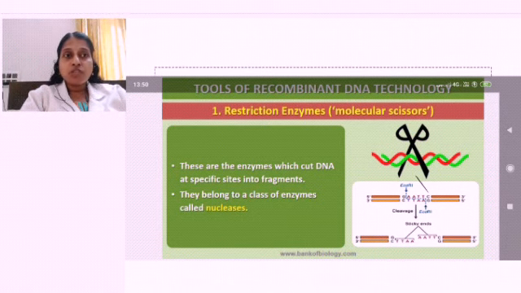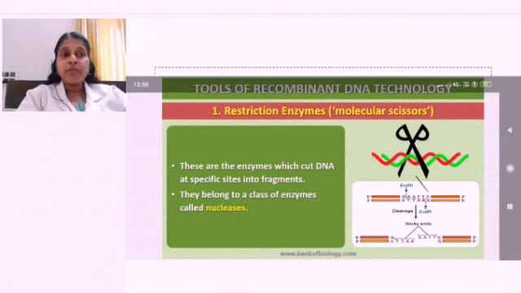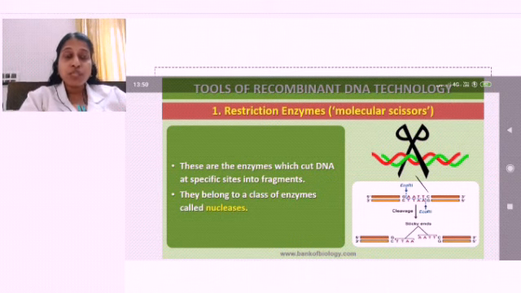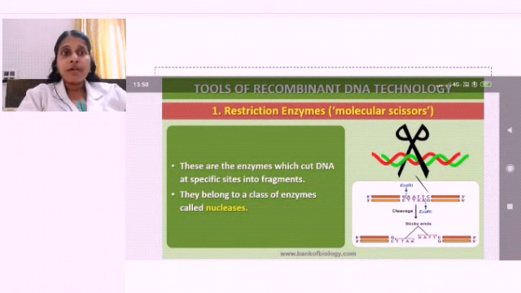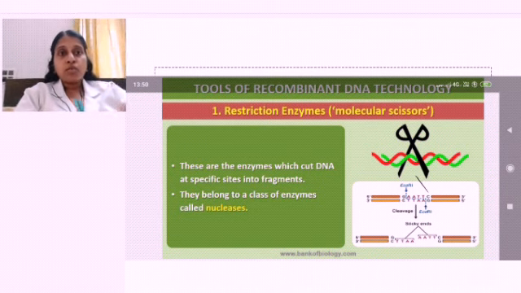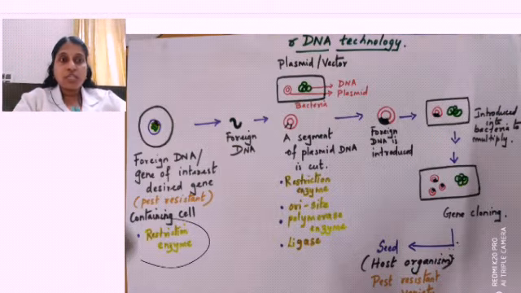So what is a restriction enzyme? Listen students, a restriction enzyme is an enzyme which is usually used for cutting the DNA. What is it used for? It is used for cutting the DNA. Other than that, they have different names. But the major aim in case of our DNA technology is that they help in cutting the DNA into different segments. Since it is used for cutting, we call them molecular scissors.